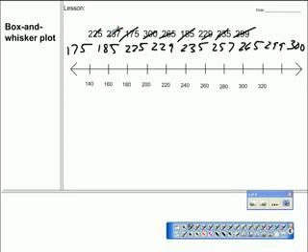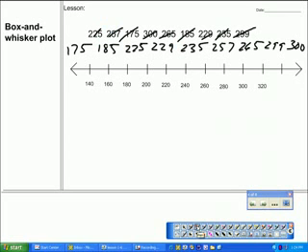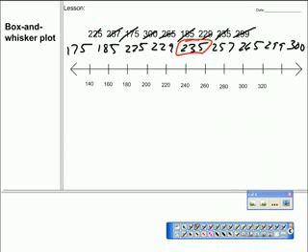First step, find the second quartile. Second quartile is 1, 2, 3, 4, 5, 6, 7, 8, 9. So it's the fifth number. 1, 2, 3, 4, 5. There it is, 235. There's my second quartile.